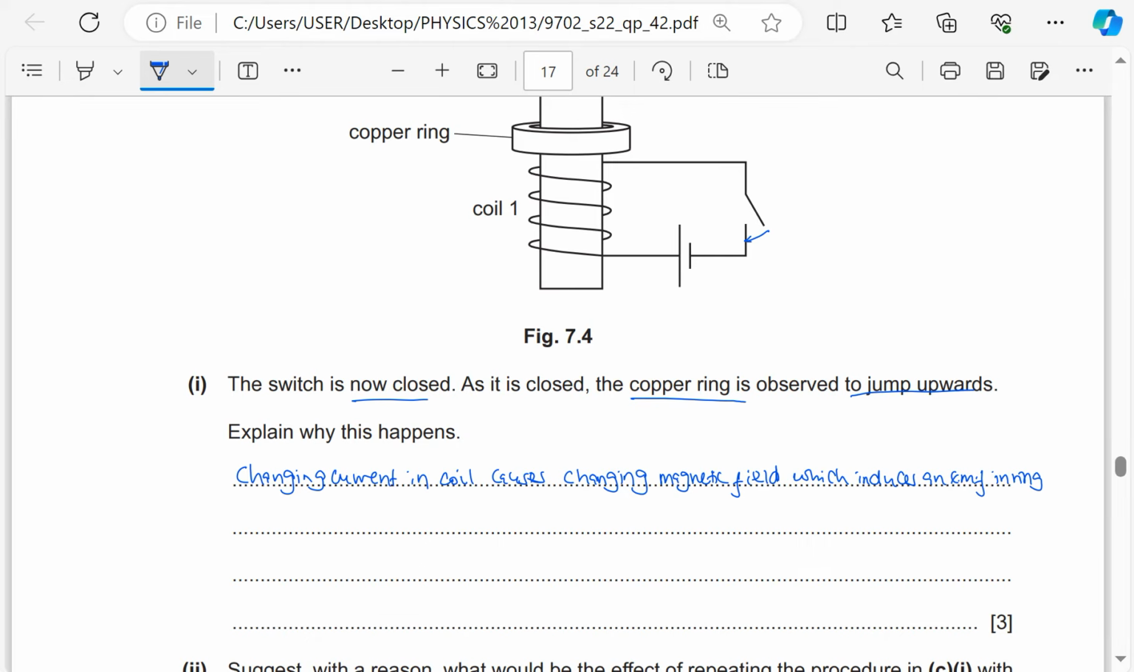And by Lenz's law, the current is going to create another magnetic field, which is going to oppose the change causing it, which is like going to create repelling forces. That's why the ring is going to be jumping upwards. So I would say the induced EMF in the ring causes a current in the ring.